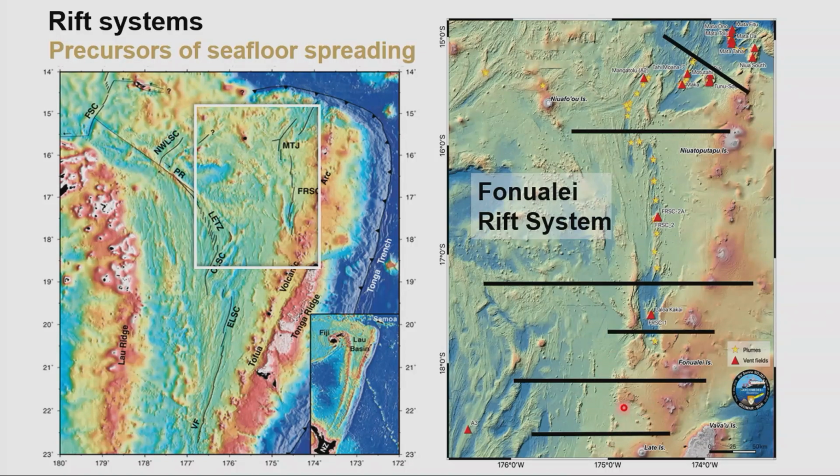And one of them that we have focused on a lot is called the Phonolai Rift. And that's this object right here. You can see the yellow dots and the red dots, which are hydrothermal vents. And it represents the emerging eastern boundary of the Nuafo'o microplate. What you need to understand about the microplates is that they are basically non-rigid objects that are constantly deforming at the edges of these larger plates like the Pacific and the Indo-Australia plate.